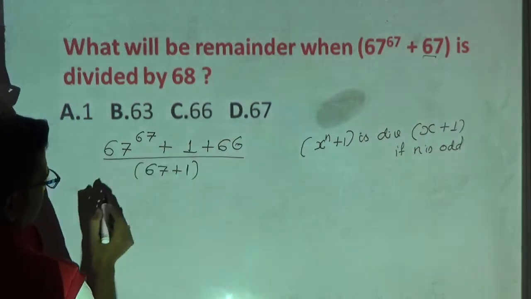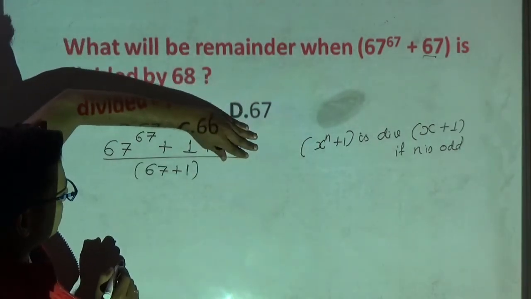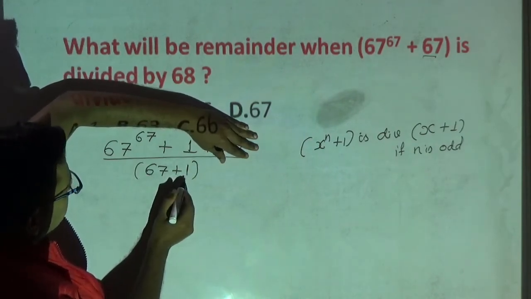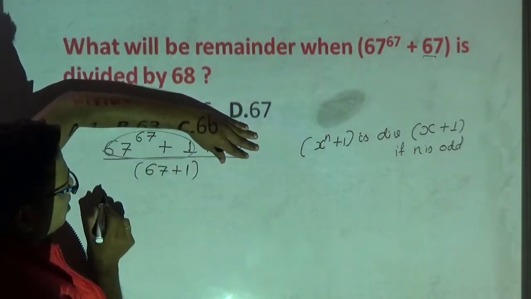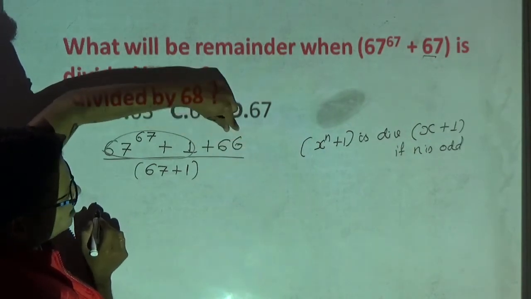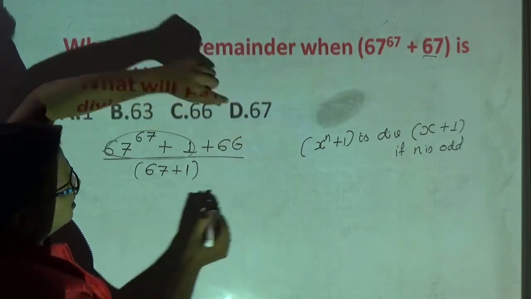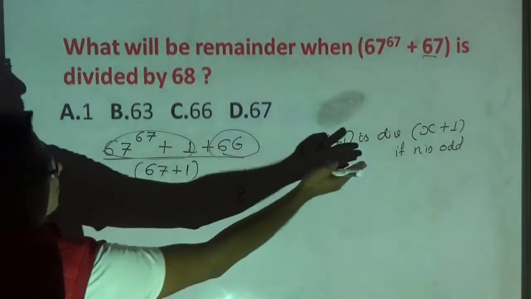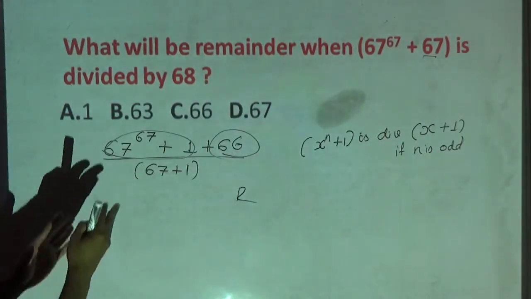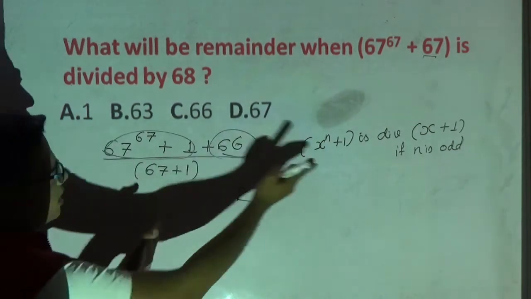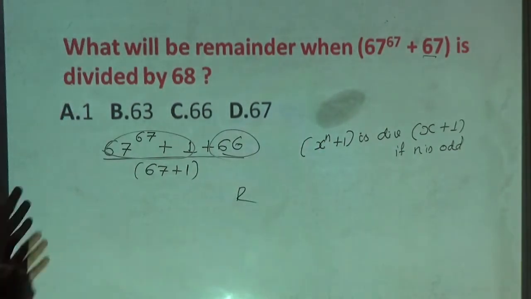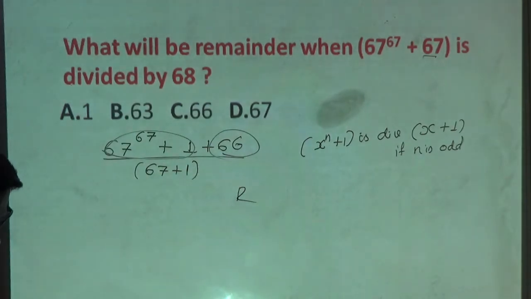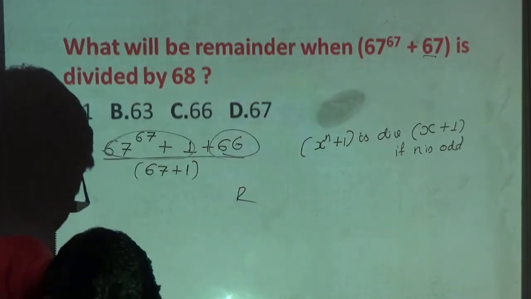Now see this. X power n plus 1 is divisible by x plus 1. This is completely divisible, but I am having an extra 66. This extra is nothing but the remainder. So 66 is your remainder for this question. I just applied this concept here. I have expressed the problem in terms of my concept. Without touching pen and paper, I can tell the answer for this is 66. So the remainder is 66.